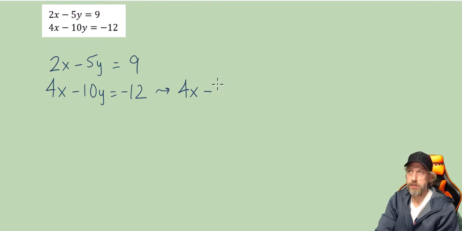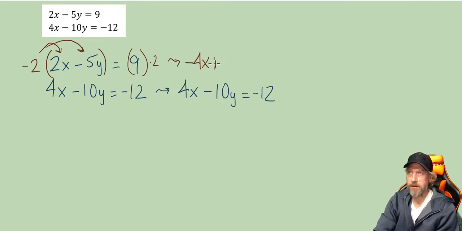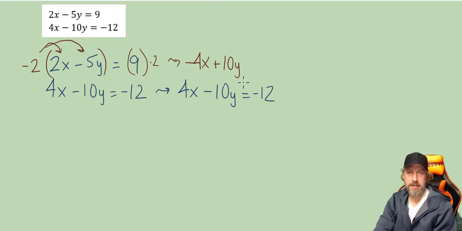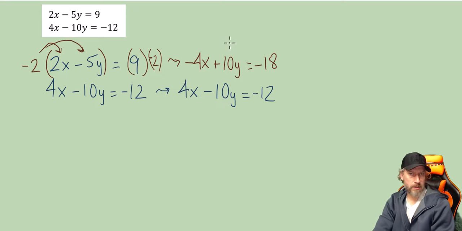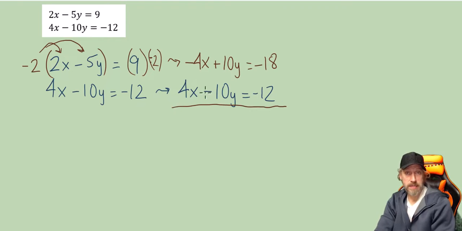So no change to the +4x, but to this top equation we'll multiply by -2 because that gives us for our x term a -4x. But as we continue to distribute, we notice that it also produces a +10y, and then 9 times, that should be a -2, let's be careful, equals -18. So we have opposites for the x coefficients, but we also have opposites for the y coefficients. And let's see what happens when we add these equations together.